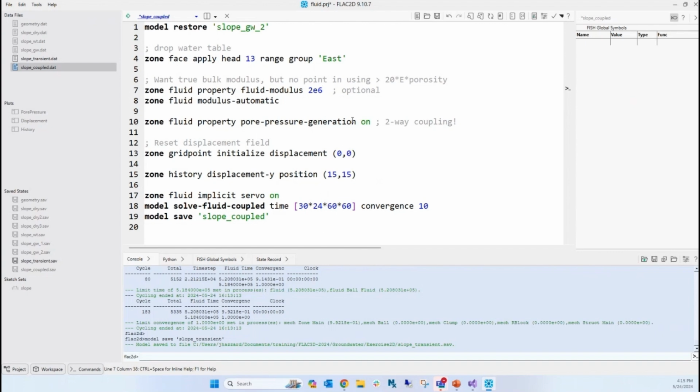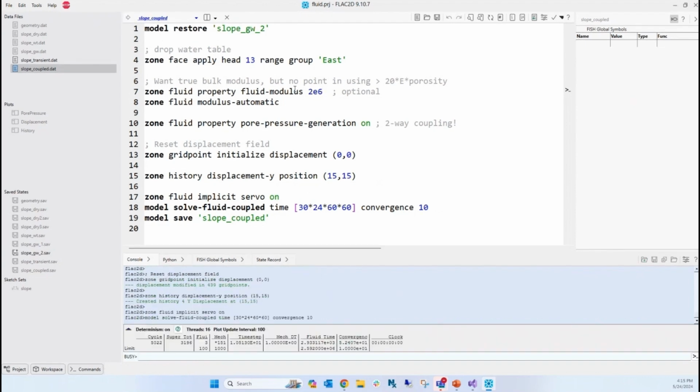And also with this pore pressure generation on, the mechanical affects the fluid, as well as the fluid affecting the mechanical. We can loosen up the convergence criterion here a little bit. By default, the convergence will be 1. You know, again, because it's solving to mechanical convergence with every fluid step, it does take some time. So we can speed it up a little bit by loosening that convergence criterion. So we can run this thing.